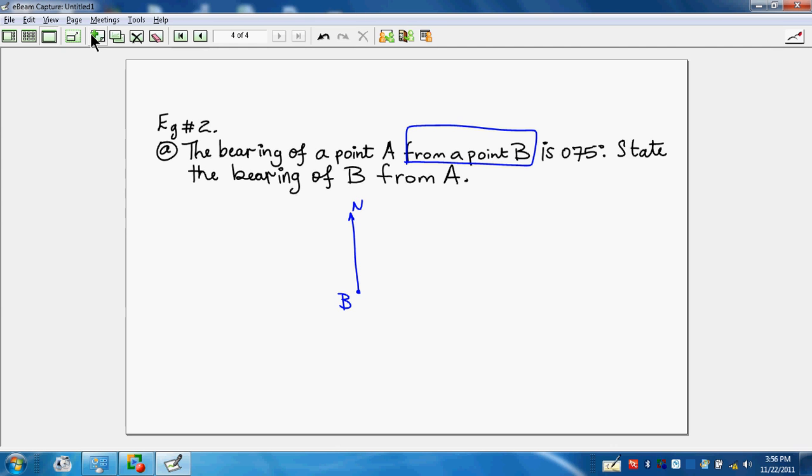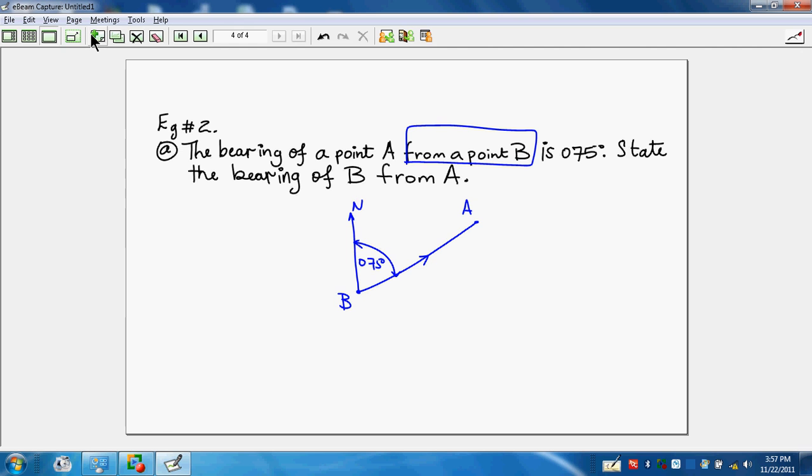So the bearing of a point A from a point B, our first step tells us to start from wherever they said, which was point B, draw your north line, and then place your 75 degrees, which in this case is the bearing that we're looking at, moving clockwise from north, and along that line we will find the point A somewhere. So if we think back and read it, the bearing of a point A from a point B, which means starting at B, if we measure 75 degrees, we'll point in the direction towards A. So the bearing of a point A from a point B is 075 degrees.